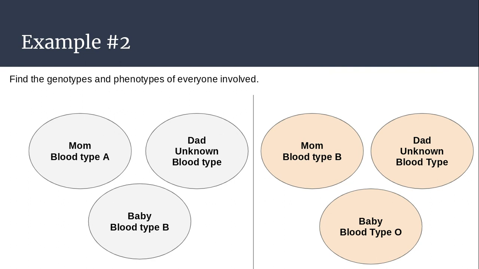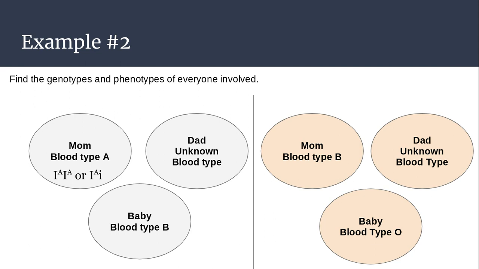So what we're going to do is find the genotypes and phenotypes of everybody involved in this question. So mom is blood type A, dad is unknown, baby is blood type B. Mom is blood type B, dad is unknown, baby is blood type O. So start by writing down what you know for multiple alleles. Mom could be either or. She's either purebred A or she's a heterozygous A individual. We don't know at this point, so write both down.